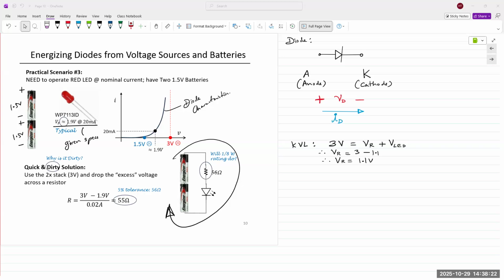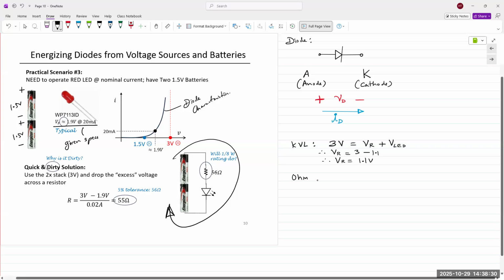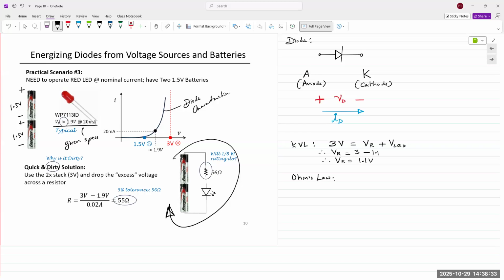So we applied KVL. Now all that's left to do is apply Ohm's law. Ohm's law gives me VR is equal to I times R, which turns out to be equal to approximately 55, 56 ohms.